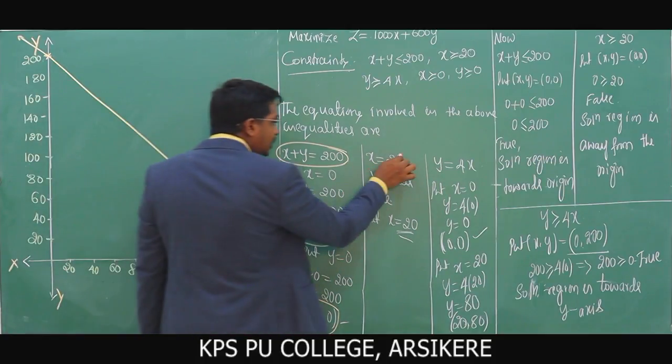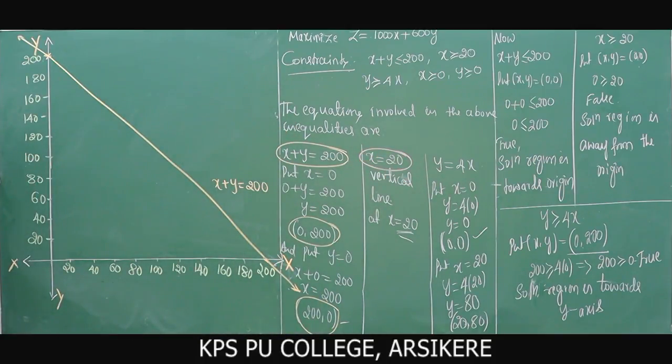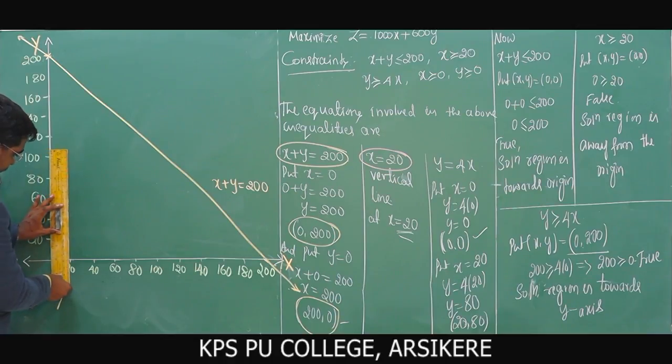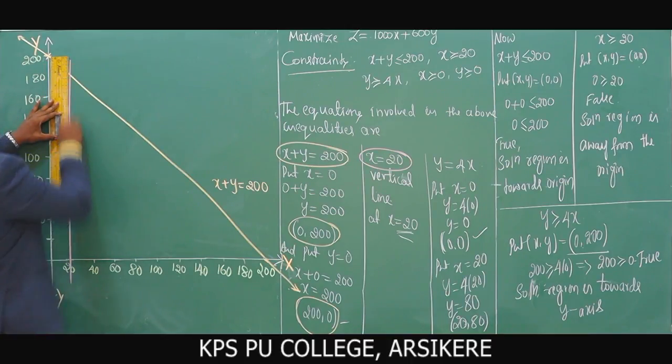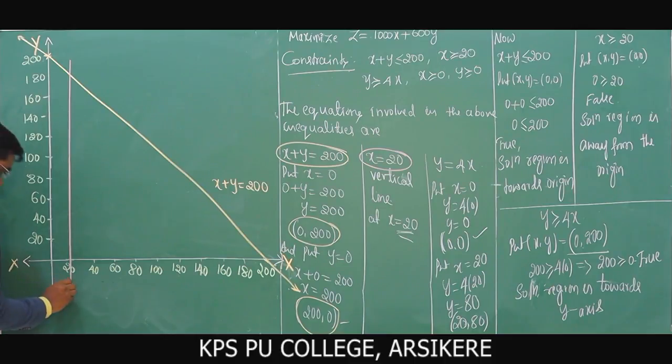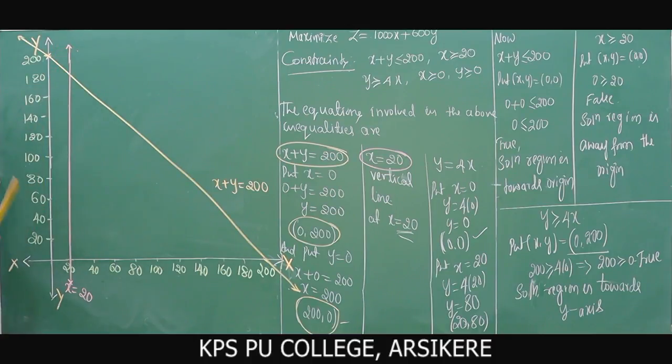Next, x is equal to 20. What is x is equal to 20? It is a vertical line, right? So it is a vertical line passing through the point at x is equal to 20. You will get this line. Put a line here, x is equal to 20. You can extend this to x is equal to 28.